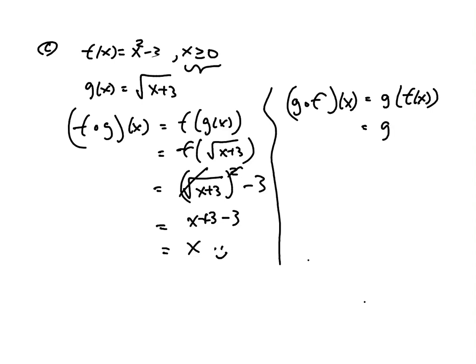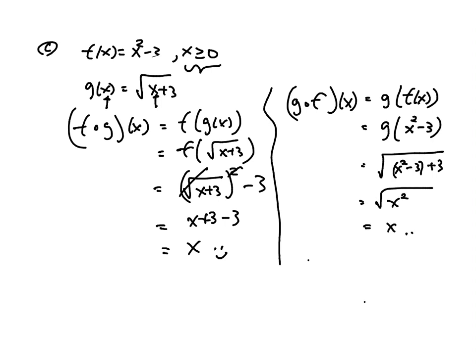So g of x squared minus 3. Now g is square root of x plus 3. So again, whatever goes in here goes here. So this is square root of x squared minus 3, quantity plus 3. Simplify, you get square root of x squared, which is x. And therefore, we get x for both answers. So g and f, they are inverse functions of each other.